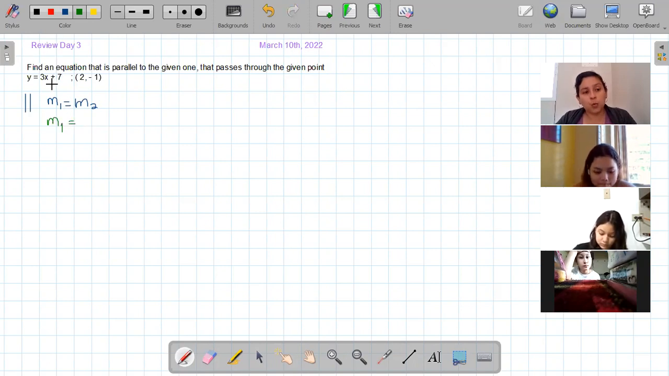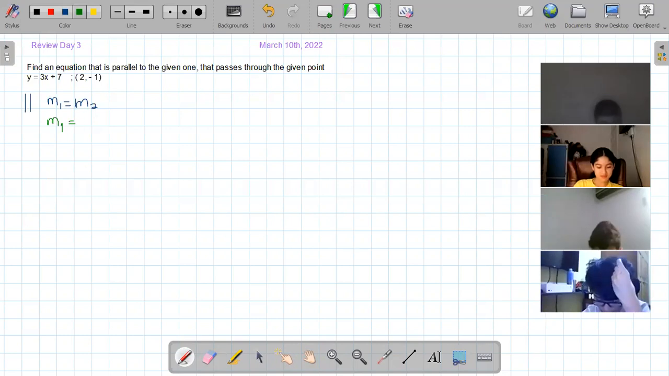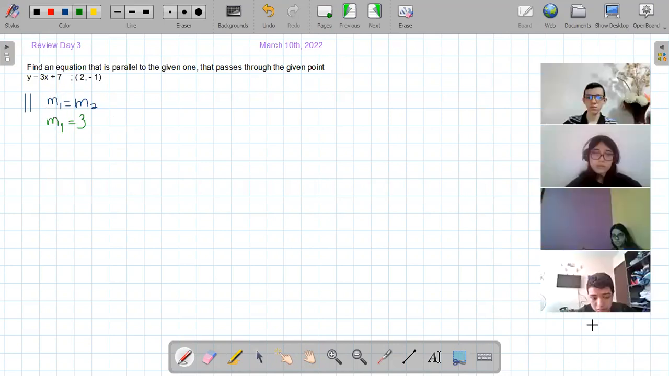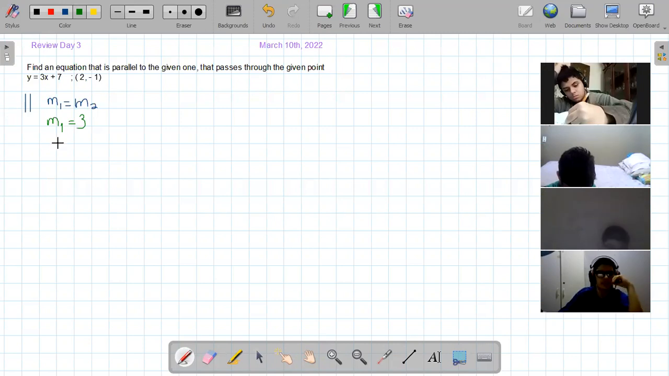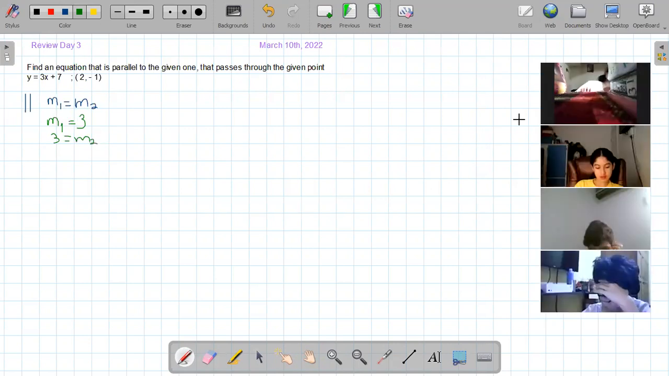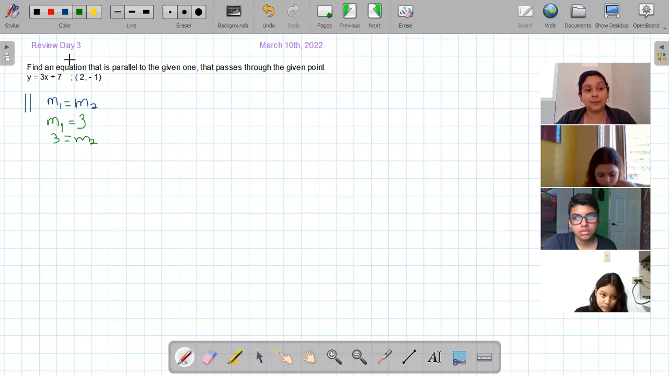What is the slope of the equation y = 3x + 7? 3. Very good. So if m1 is 3 and m1 is equal to m2, how much is going to be m2? We can substitute: instead of m1, I use 3 equals m2. So m2 has to be also 3 because they have to be exactly the same. So we found already our slope.